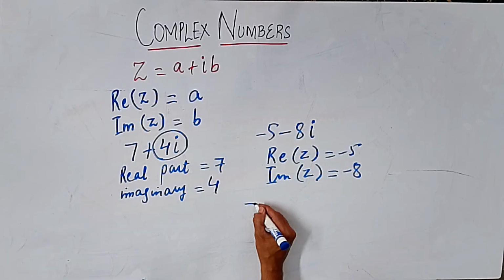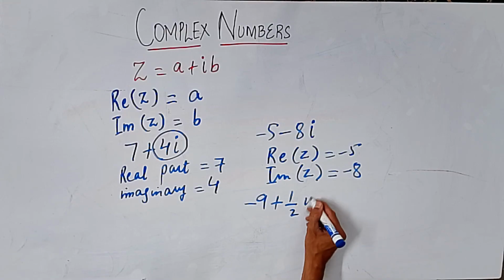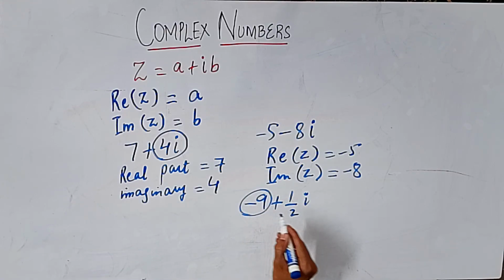Let's take one more example. If we have a number minus 9 plus 1 upon 2 iota, here the real part is minus 9 and the imaginary part is only 1 upon 2. Iota will not be included in it. So this is how we say the real part or imaginary part of the complex number, and these things will help us in the MCQs.